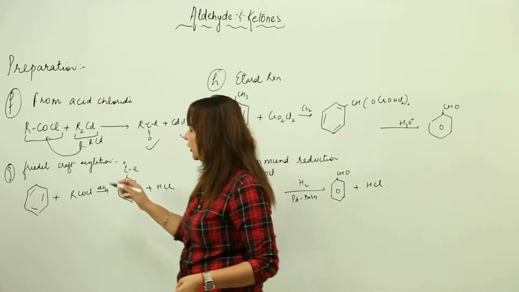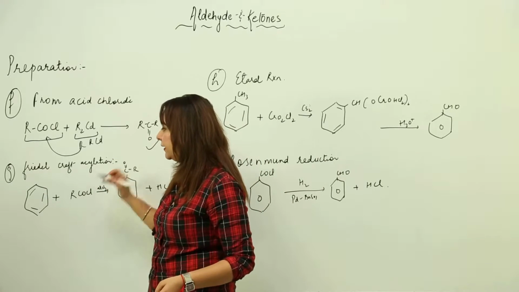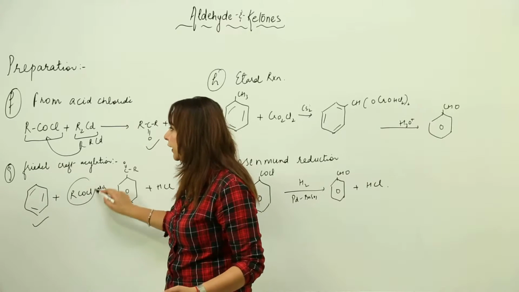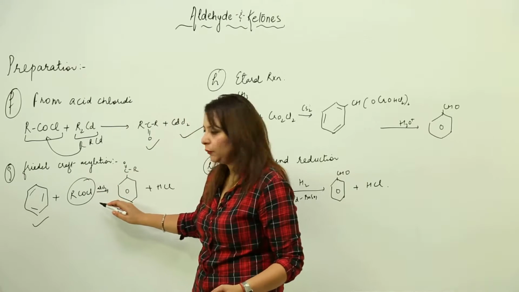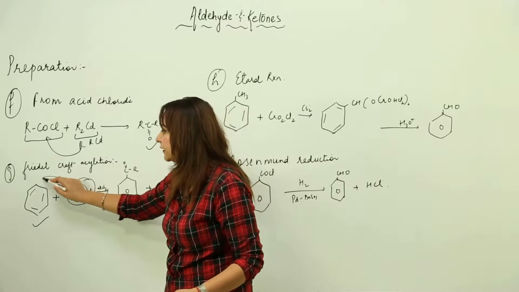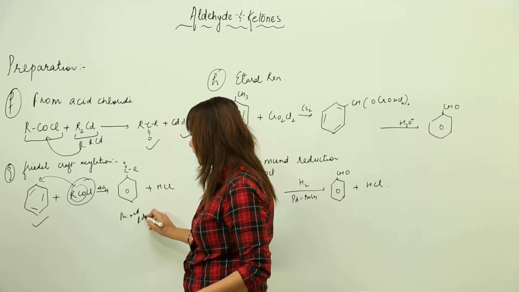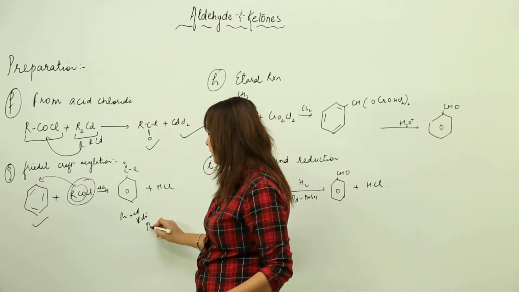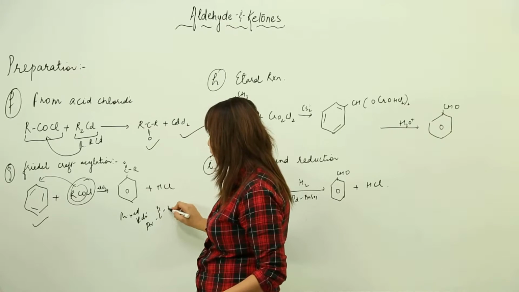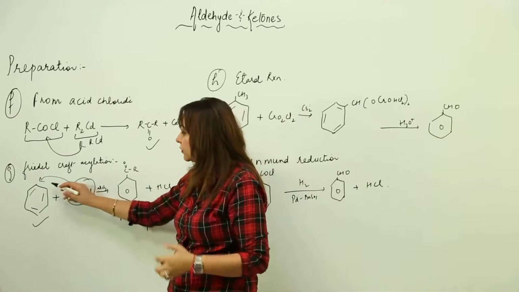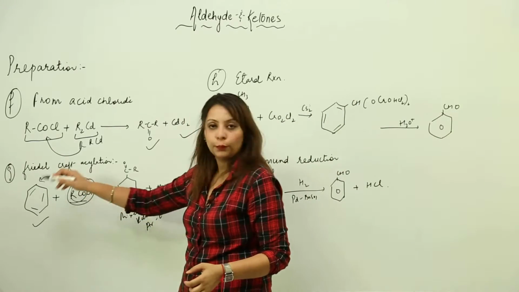Next is Friedel-Crafts acylation. Again here we are going to react an aromatic ring, benzene, with RCOCl in presence of aluminium chloride. This group gets attached here and it becomes a mixed ketone. As you can see, it is a mixed ketone, ArCOR, and with that you get HCl.